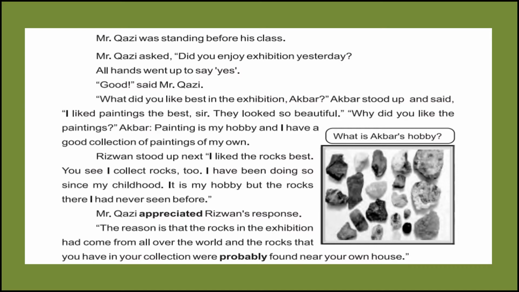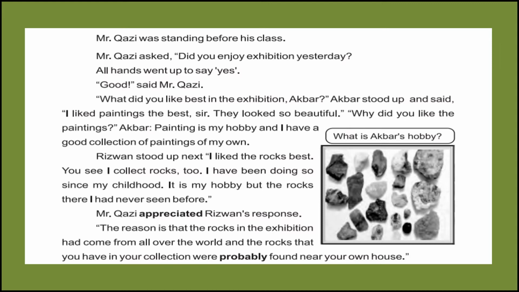What did you like best in the exhibition? अकबर आपको नुमाइश में सबसे ज्यादा क्या पसंद आया? अकबर stood up, अकबर खड़ा हुआ, and said, और कहा, I like paintings, मुझे पेंटिंग पसंद आई, या मुझे तस्वीर अच्छी लगी. The best, sir, सबसे ज्यादा. So the sentence will be: अकबर खड़ा हुआ और कहा, मुझे तस्वीरें सबसे अच्छी लगी जनाब. They looked so beautiful, वो बहुत खूबसूरत थी.